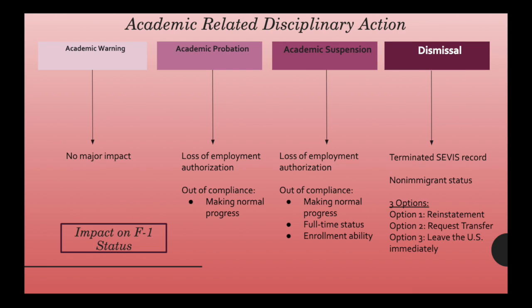In order for this option to be successful, the DSO at the initial institution must terminate the record, which a transfer cannot be done until that process is complete, and then the transfer institution must create a new service record for the student no later than 30 days after the start of the program. They will also issue an I-20 with the transfer school's information on it. The third option is to leave the U.S. immediately, which includes any dependents.